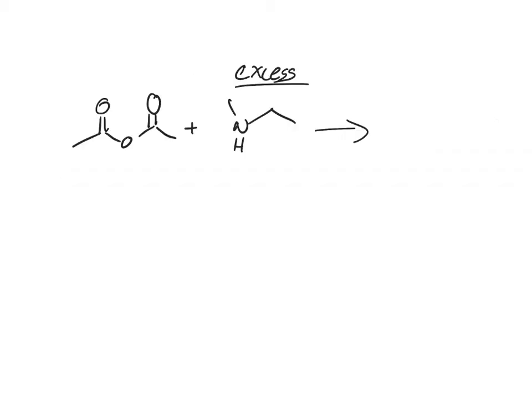Taking a look at another reaction. On our Mount Carbonyl, we have acid chlorides, we have anhydrides, we have carboxylic acids and esters, and we have amides. So here we have an anhydride reacting with a secondary amine. So what will this form?